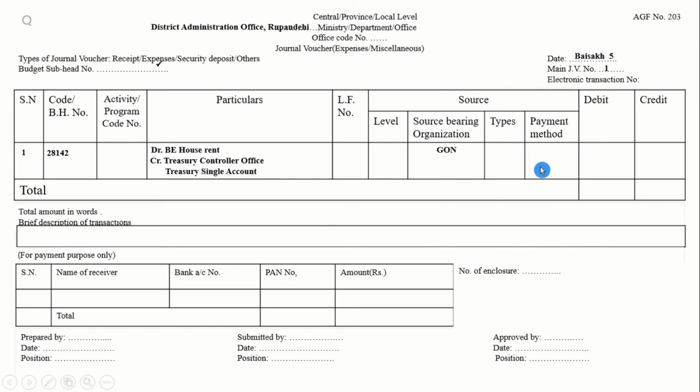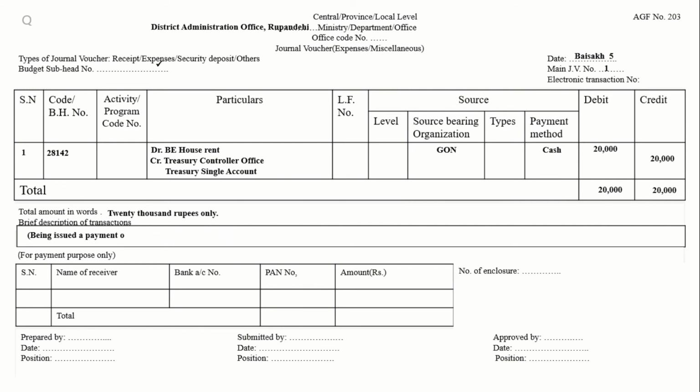In payment method, whether it is cash or check, we have to write here. No information related to check is given, so we can write cash. And on the debit side of this column, we can write the debit amount, that is 20,000, and 20,000 on the credit side. Total amount 20,000 debit, 20,000 credit. The same amount should be written in words also in this area. The amount in words: 20,000 rupees only.